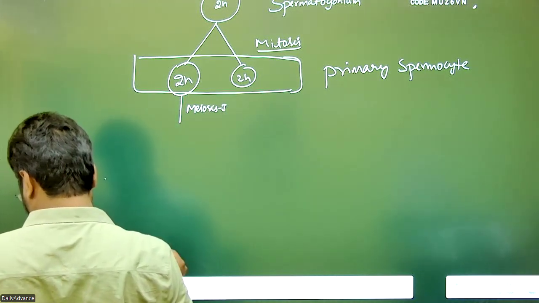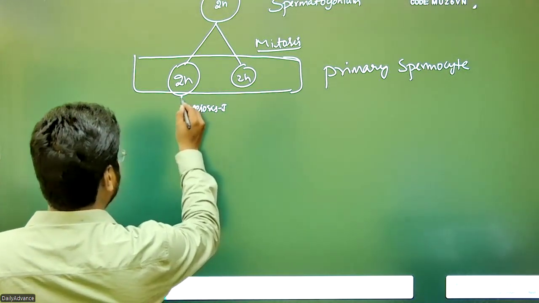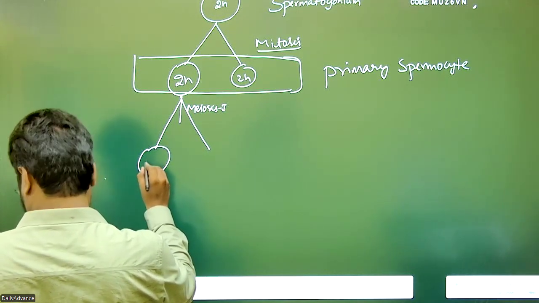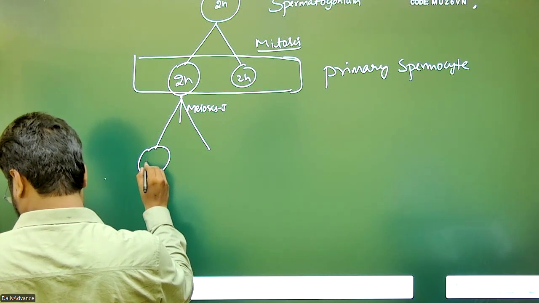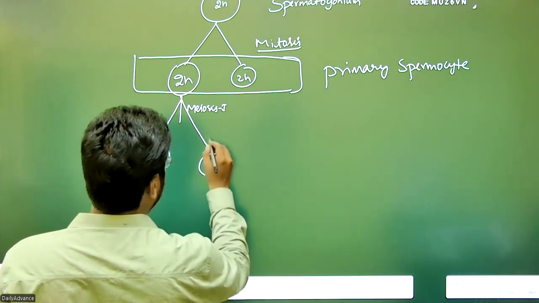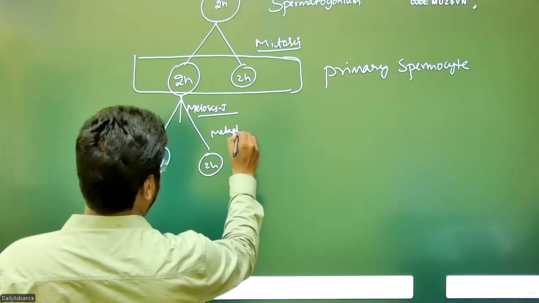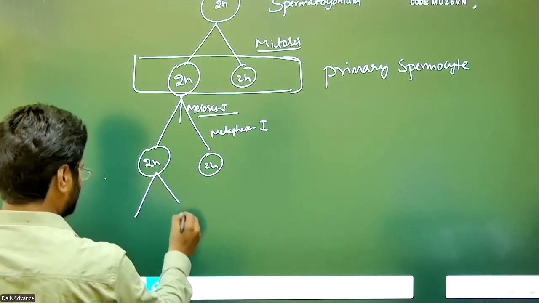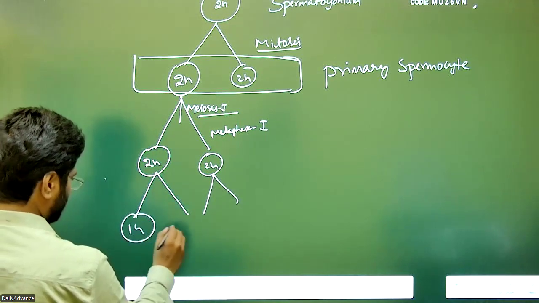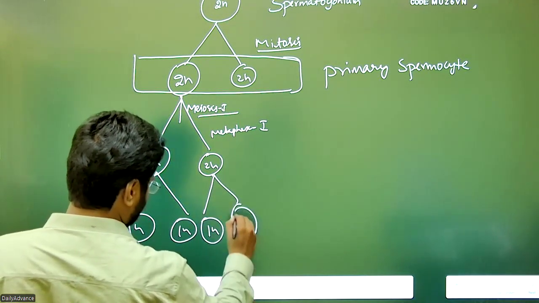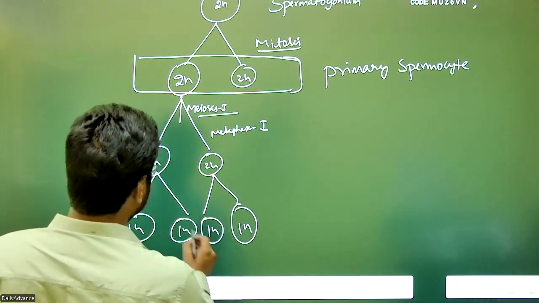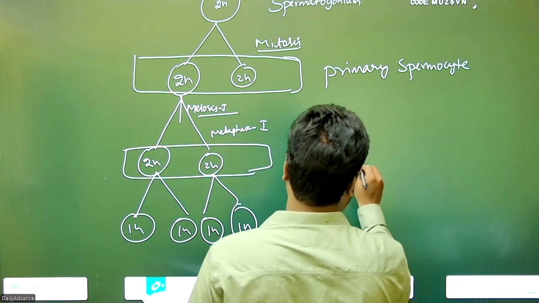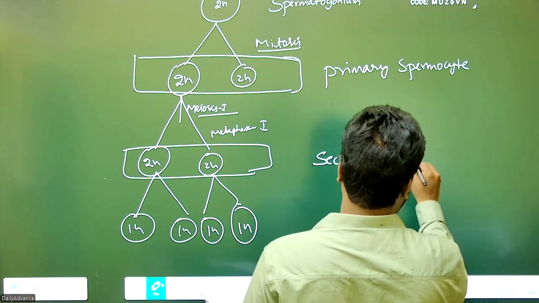Meiosis one, so two cells come into being. 2n, meiosis one, metaphase one, results in two daughter cells. The two daughter cells again undergo meiosis two. 1n. This is called the secondary spermatocyte.